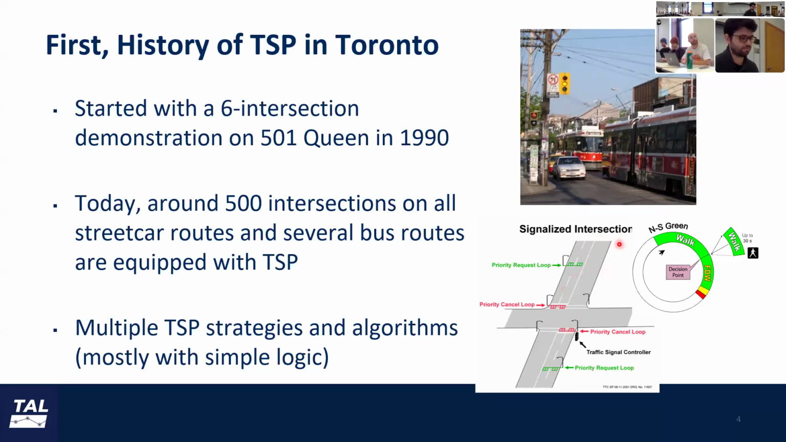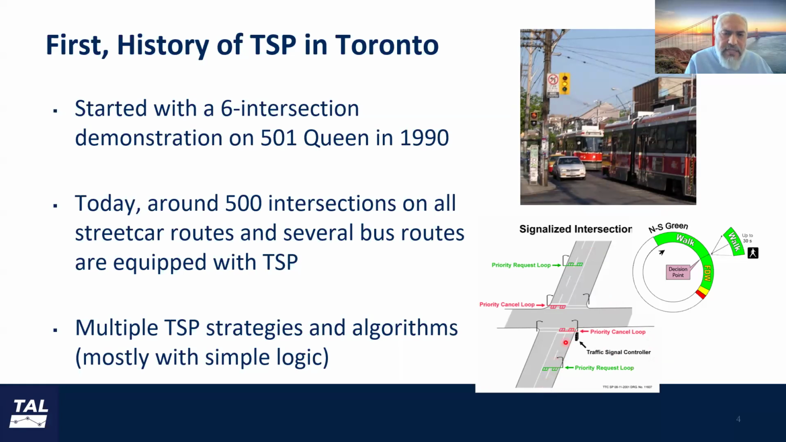Okay, great. Thank you. So this is the configuration that we have in Toronto for TSP. This is a hypothetical intersection where the transit corridor is the north-south direction. For each approach, you have two detectors. The first is called the priority request loop. The second one is the priority cancel loop. Those are detectors buried in the pavement. And you have the traffic signal controller. And this is called the priority operating zone.